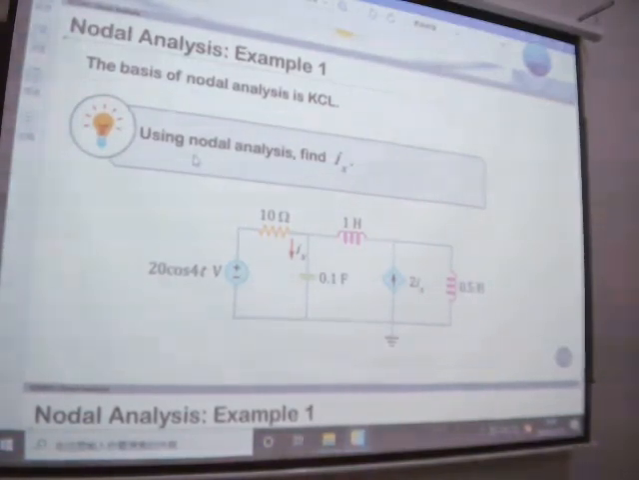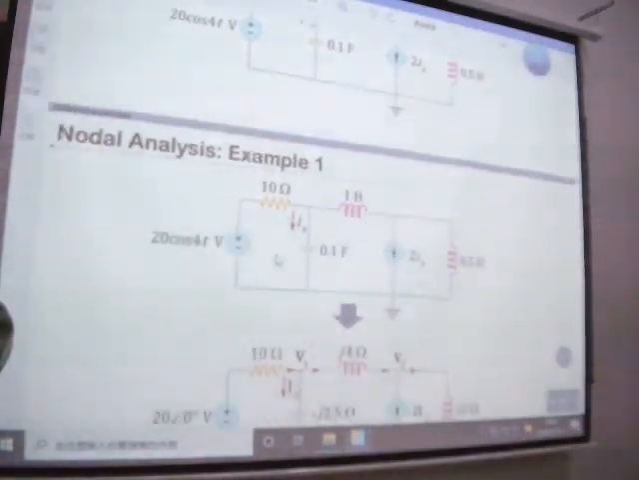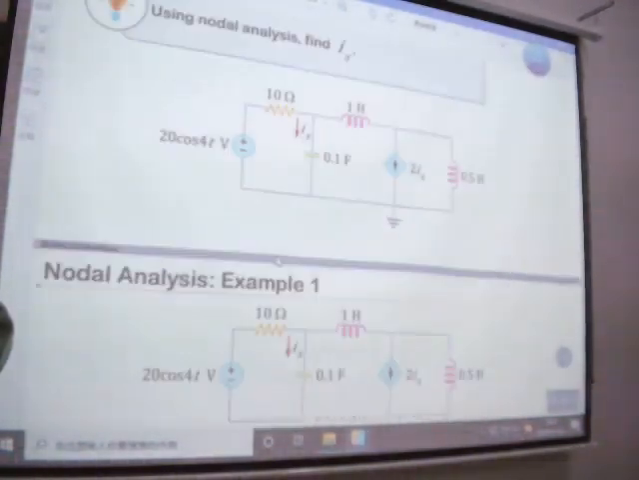We're trying to use nodal analysis to find Ix. You still remember how to do nodal analysis? What is the first step? Select a reference node, right? It's already selected. V1, V2, V3. You can choose any node as the reference, one, two, anything.